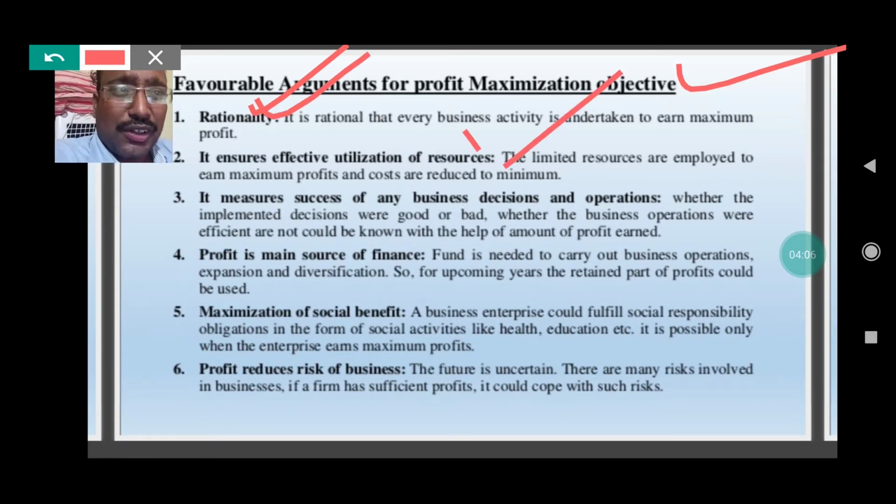ಆ್ಯಂಡ್ ದ ಸೆಕೆಂಡ್ ಅಡ್ವಾಂಟೇಜ್ ಆಫ್ ಪ್ರಾಫಿಟ್ ಮ್ಯಾಕ್ಸಿಮೈಸೇಷನ್ ಈಸ್ ಇಟ್ ಎನ್ಶ್ಯೂರ್ ಎಫೆಕ್ಟಿವ್ ಯುಟಿಲೈಸೇಷನ್ ಆಫ್ ಅ ರಿಸೋರ್ಸ್, ಮೀನ್ಸ್ ಎಫಿಷಿಯಂಟ್ ಯುಟಿಲೈಸೇಷನ್ ಆಫ್ ಅ ರಿಸೋರ್ಸ್. ಸಂಪನ್ಮೂಲದ ಪರಿಣಾಮಕಾರಿ ಬಳಕೆ ಅಂತ ನಾವಲ್ಲಿ ಕರಿತೀವಿ. ಸಂಪನ್ಮೂಲದ ಪರಿಣಾಮಕಾರಿ ಬಳಕೆ. ವಾಟ್ ಇಟ್ ಮೀನ್ಸ್? The limited resources are employed to earn maximum profit and the cost should be reduced.